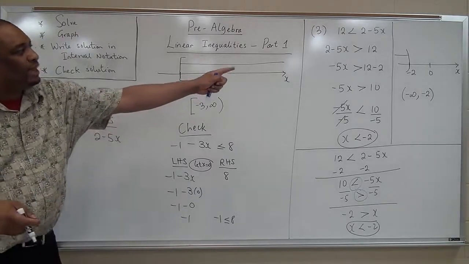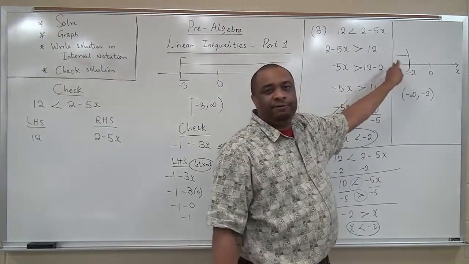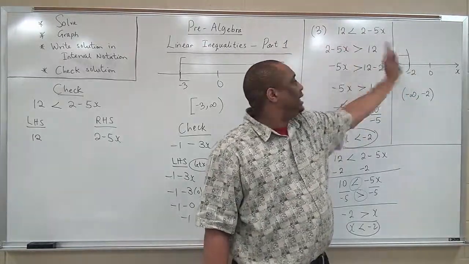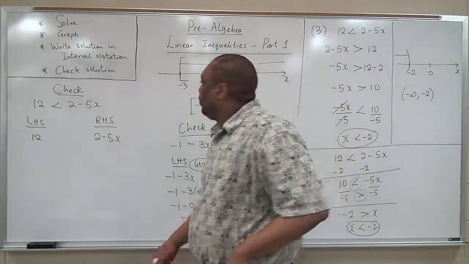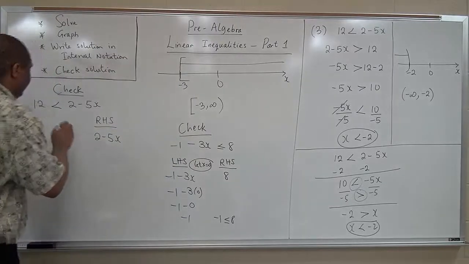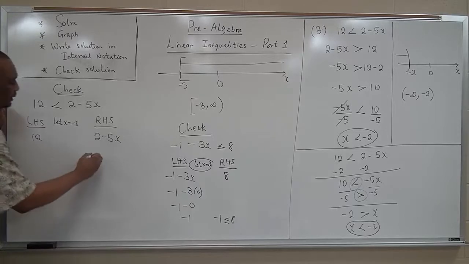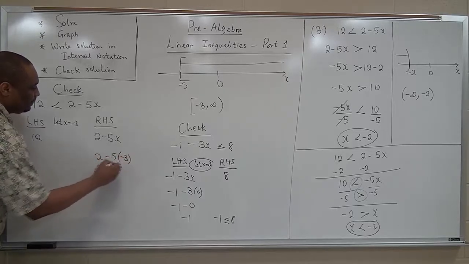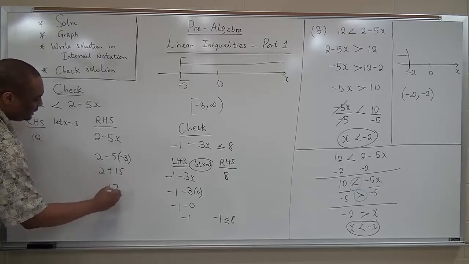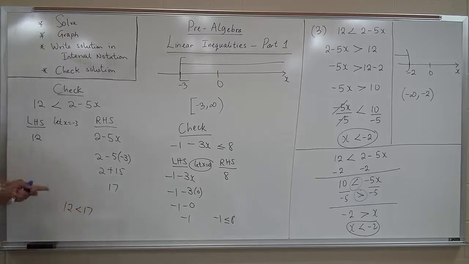Because x is less than negative 2, let's pick something. We can have negative 3, negative 4, negative 5, negative 6, negative 7. Anything from here to here. Let's pick negative 3. Let x be negative 3. So this is 12. This will be 2 minus 5 times negative 3, which is 2 plus 15. And this will be 17. So you can see that 12 is less than 17.